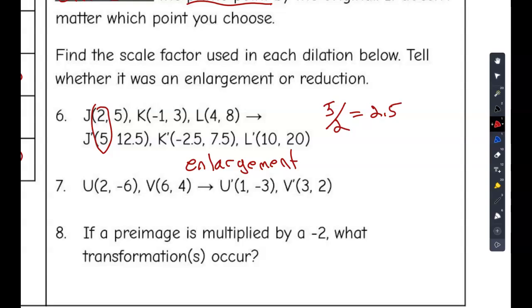All right. Now let's take a look at this one. So we got U and V going to U prime and V prime, and 2 goes to 1, and 6 goes to 3, and 4 goes to 2. Not only can you tell it is a reduction, you could probably tell what that scale factor is. So I'm going to do 1 and divide it by 2, and I get 1/2, aka 0.5.